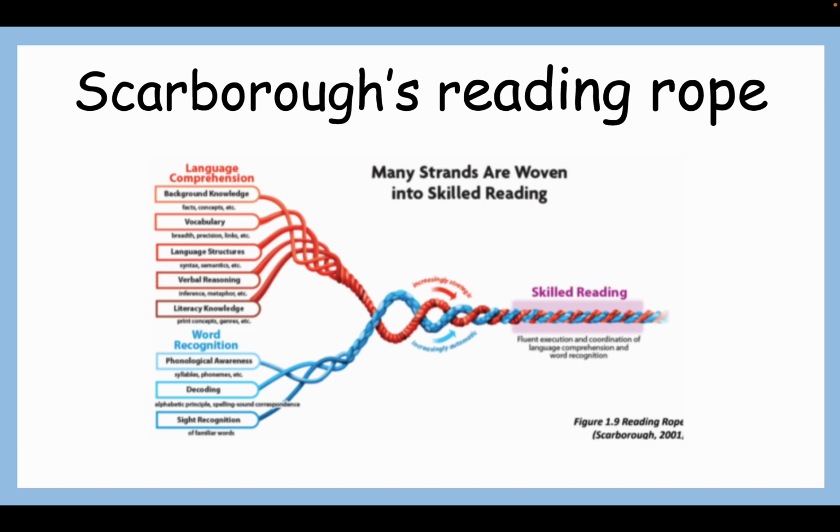Then we have the word recognition. So the first and foremost is the phonological awareness. This includes your ability to separate words into syllables and to have phonemic awareness. Then this will help you with your decoding, developing the alphabetic principles and spelling sound correspondences. And then sight word recognition. When these strands are all woven together, then we can have a skilled reader.